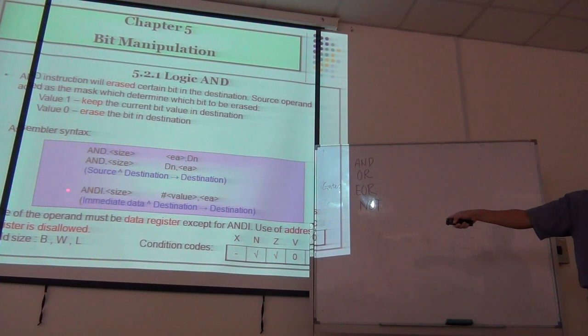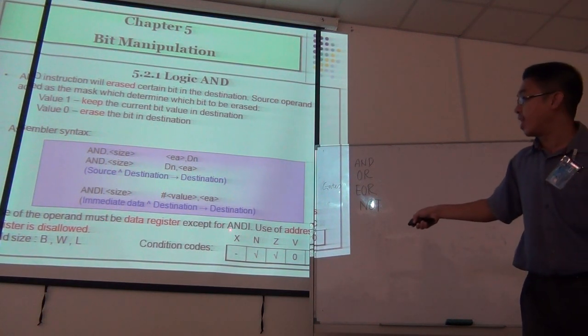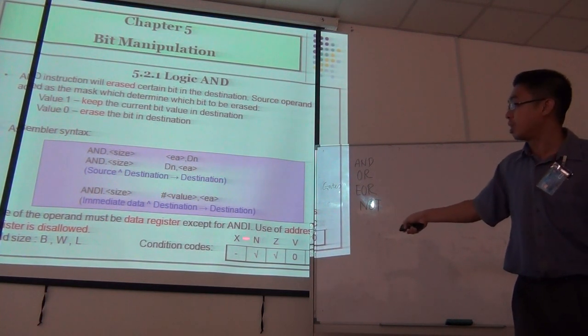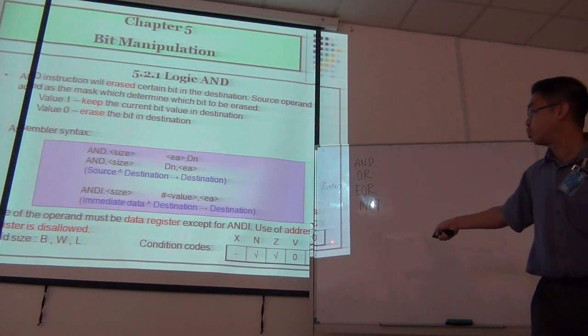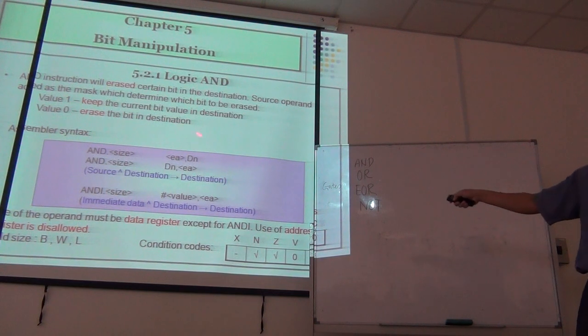That is AND immediate. So AND only is with this one, but AND immediate, you have to put a number. Now, one of the operands must be a data register, except for AND, this is the one, and immediate. Condition codes, we are not looking at yet over here. This is the condition, but not really the one. So we are going to look at the AND first.